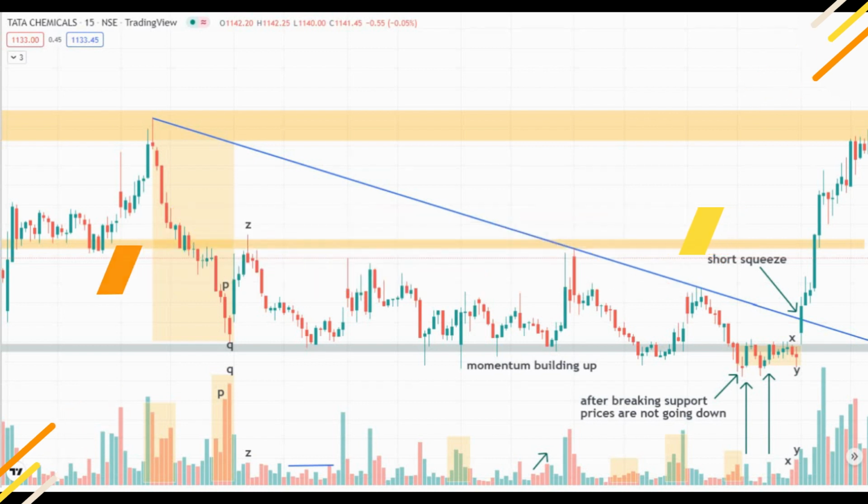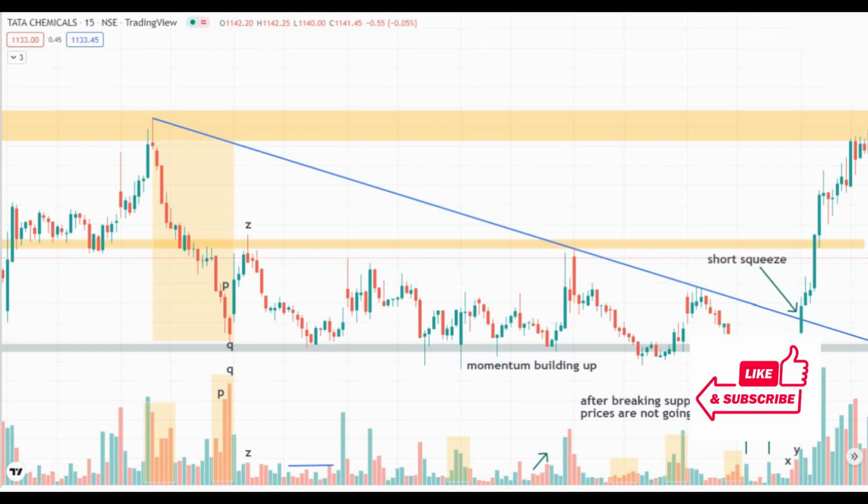So today is another video on price action and volume analysis series. Today we will analyze the Tata Chemicals chart on the 15 minute time frame. First of all, we will analyze the price action of Tata Chemicals along with the subsequent volume relationship, and then we will look for potential low risk high reward trading setups which we could have traded on this particular chart.